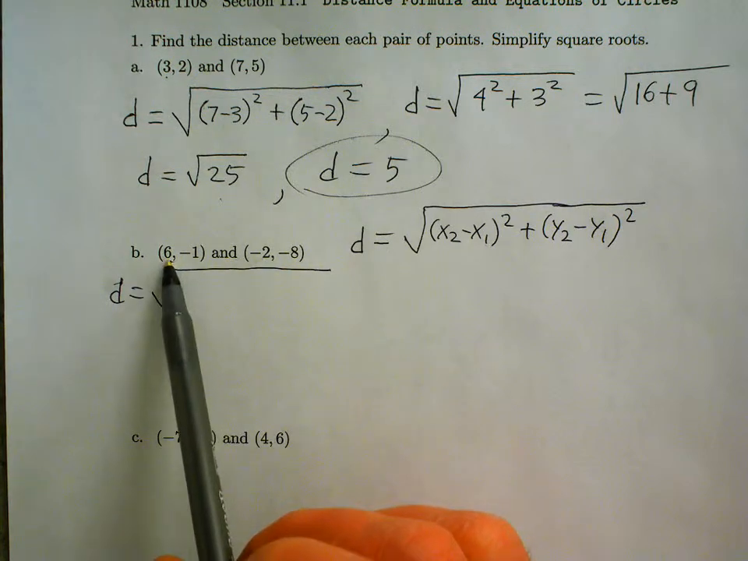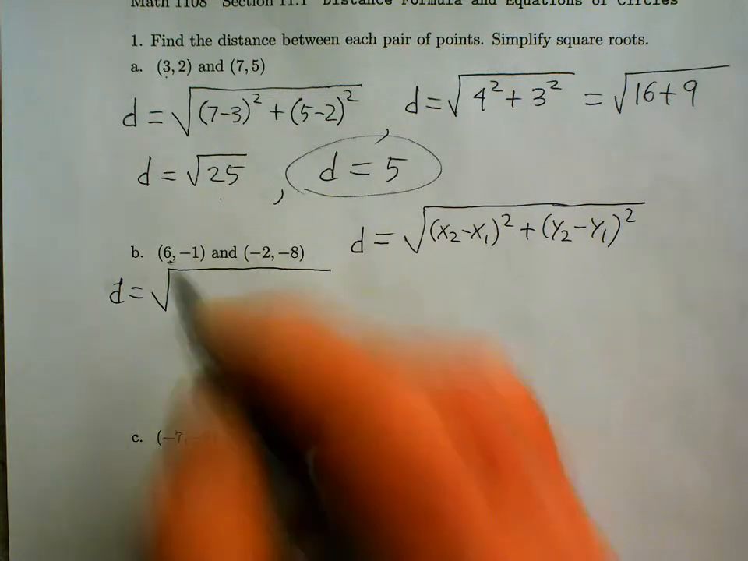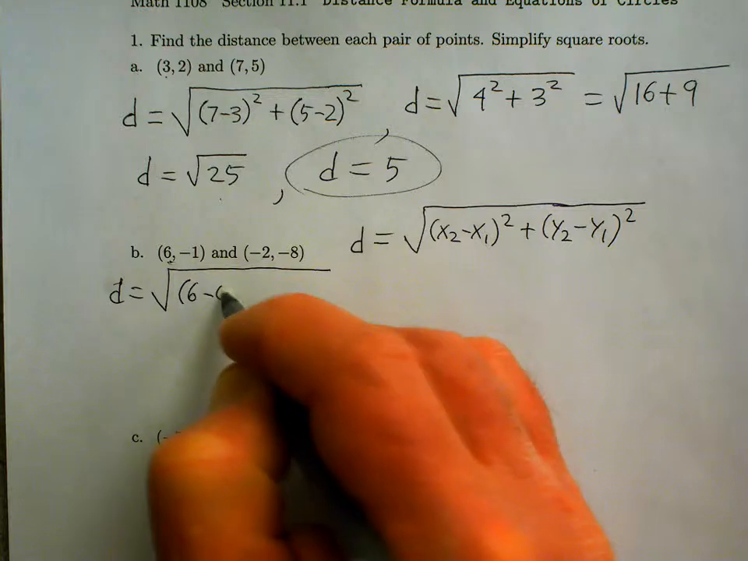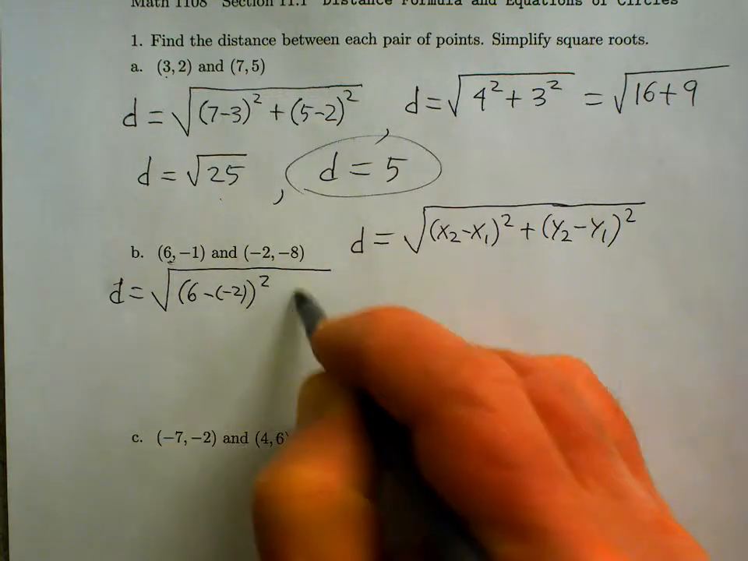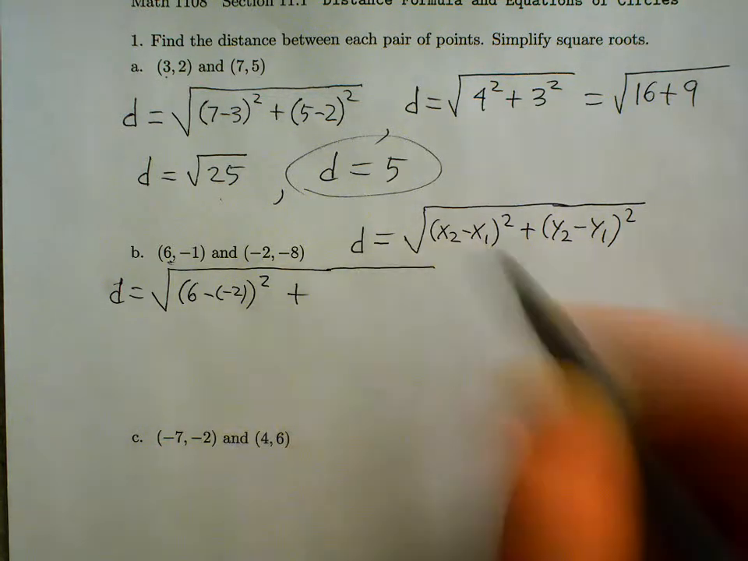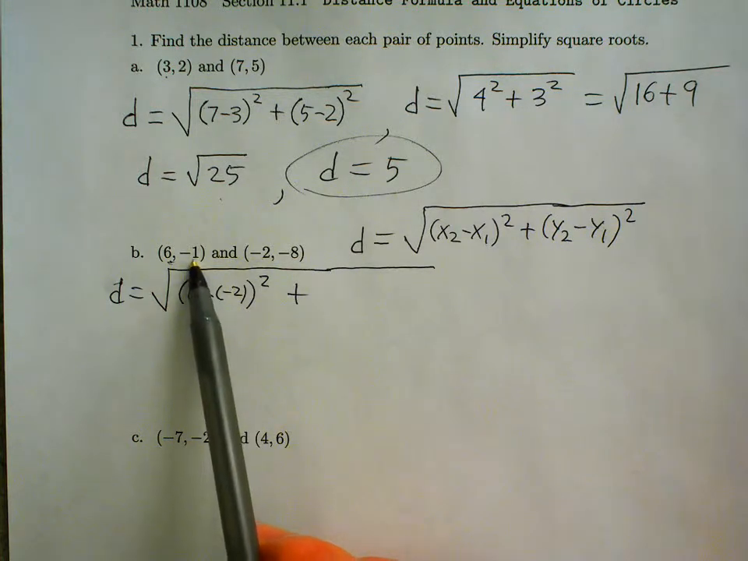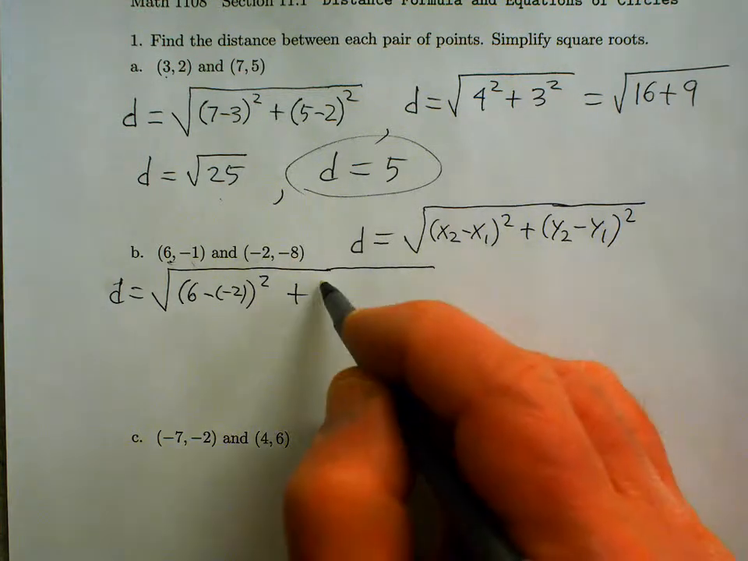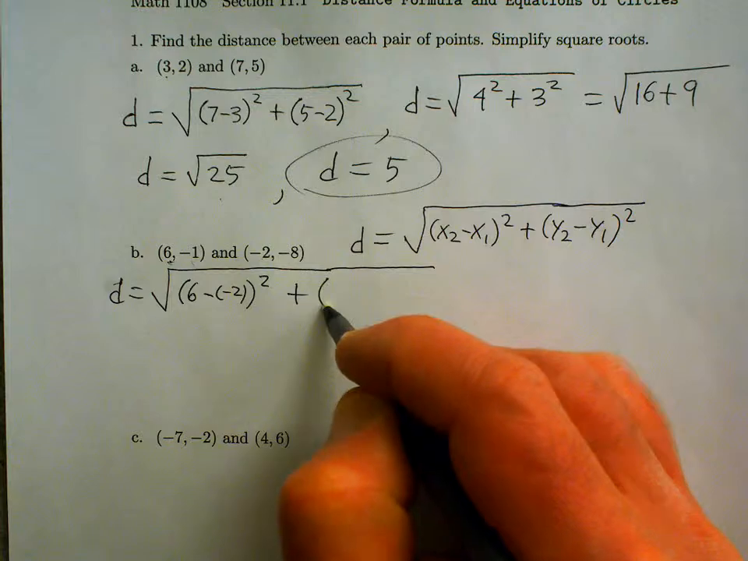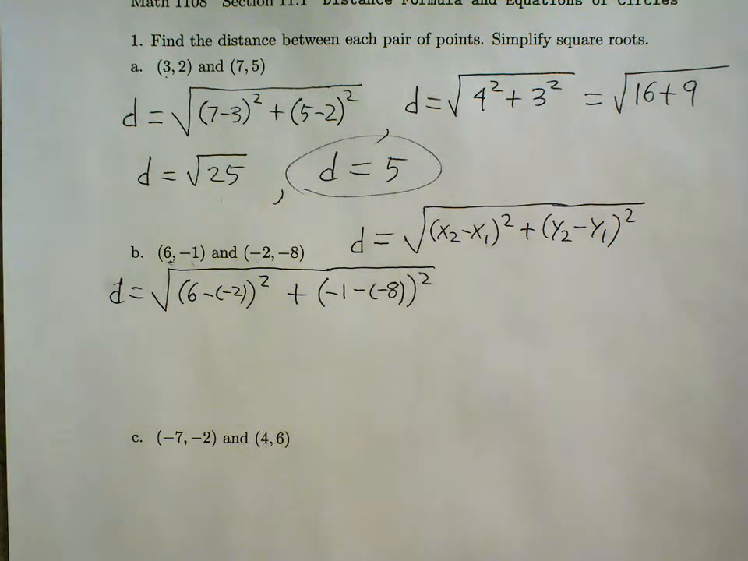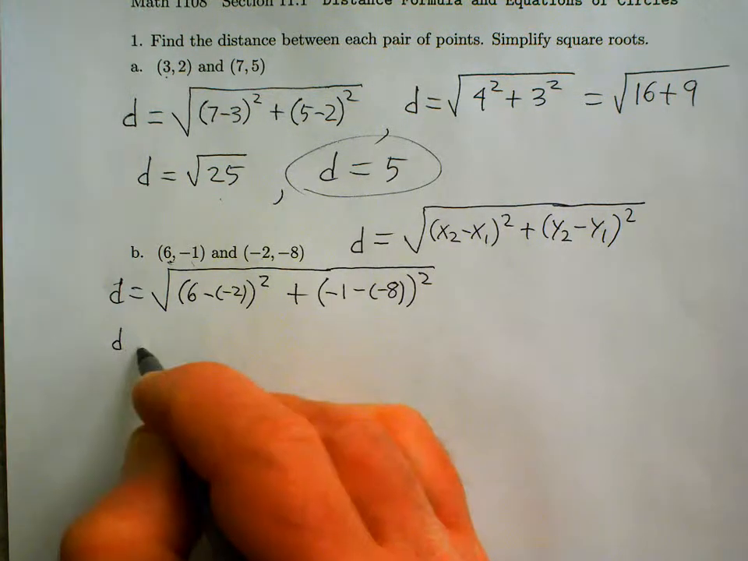The 2 x coordinates are 6 and -2. So inside the square root, we can write the quantity 6 minus -2 squared. And then we'll add that to the other number. So now we focus on the y coordinates. The 2 y coordinates are -1 and -8. So inside the square root, we can write the quantity -1 minus -8, quantity squared. And then we do the arithmetic.